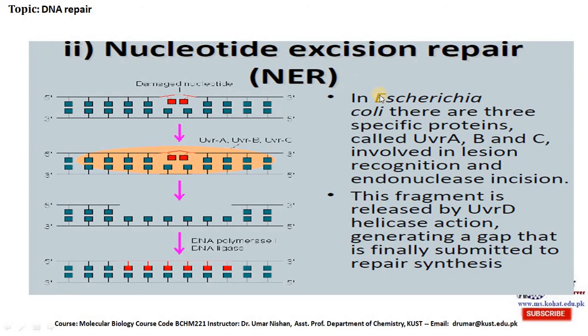Now in E. coli there are 3 specific proteins called UvrA, B and C. They are involved in lesion recognition and endonuclease incision. Here is the damaged nucleotide. UvrA, UvrB and UvrC, the 3 proteins which are involved in lesion recognition and endonuclease excision.